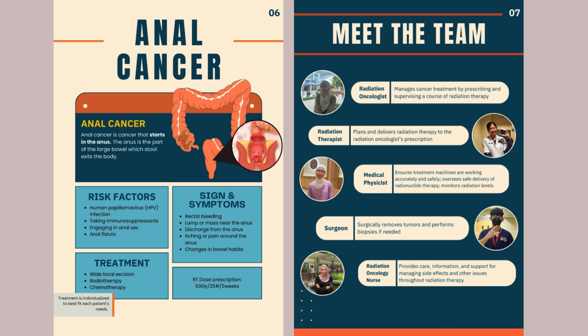The signs and symptoms of anal cancer are rectal bleeding, a lump or mass near the anus, discharge from the anus, itching or pain around the anus, and changes in bowel habits. The treatment options for anal cancer are wide local excision, radiotherapy, and chemotherapy. The radiotherapy dose prescription for anal cancer is 50 gray in 25 fractions over 5 weeks. Please note that the treatment is individualized to best fit each patient's needs.